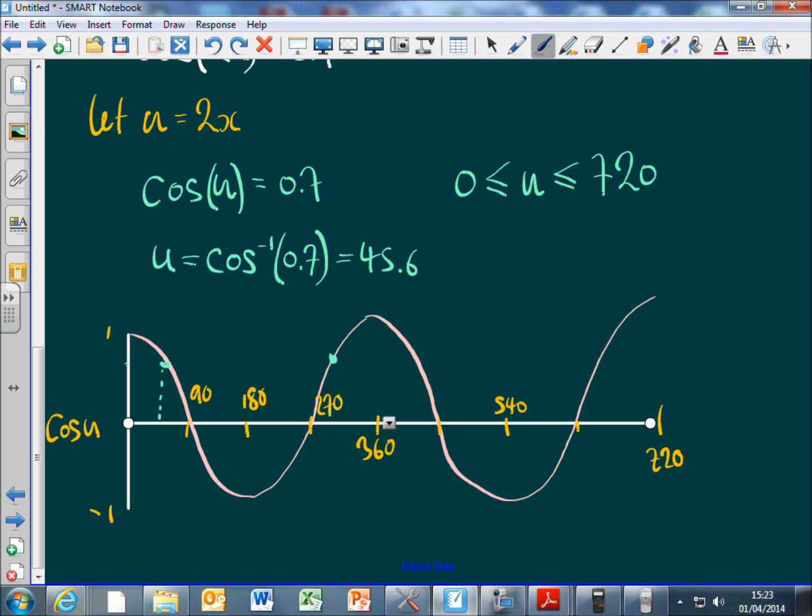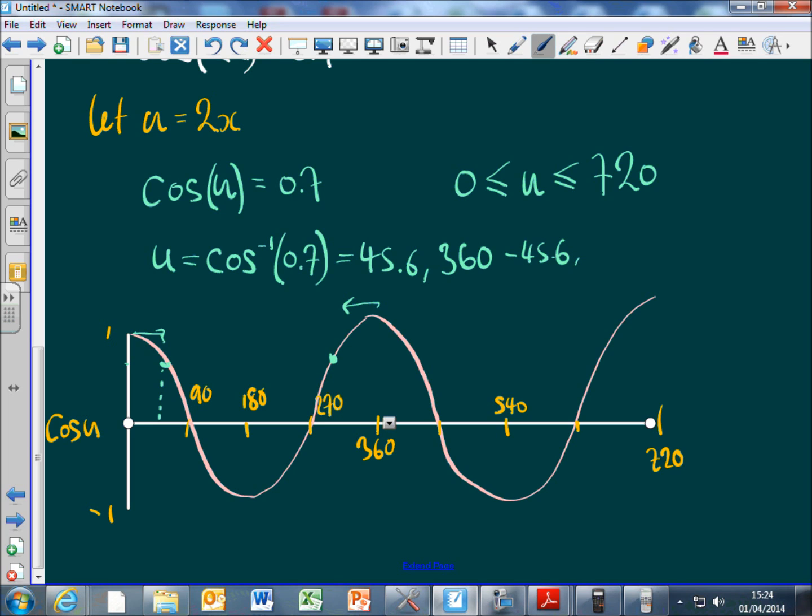So how do I work out what the angle is there? Whatever it is. Say again? Add it to 270, are you sure? Take it from 360. Okay? So can you see that the distance from the top to there is the same as the distance from the top to there because it's symmetrical. Okay? So 360 take away 45.6 is another answer.